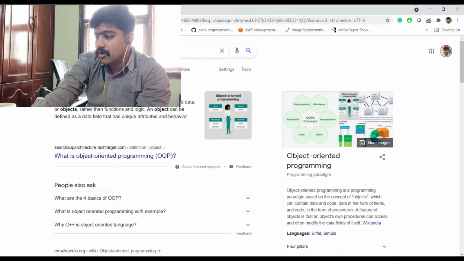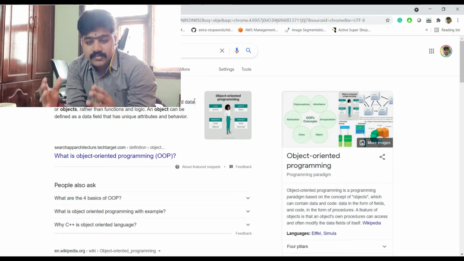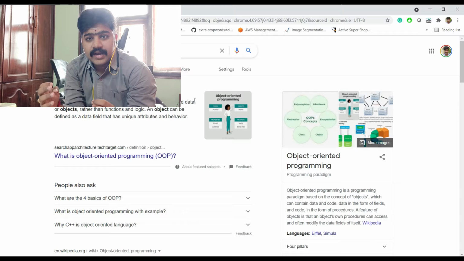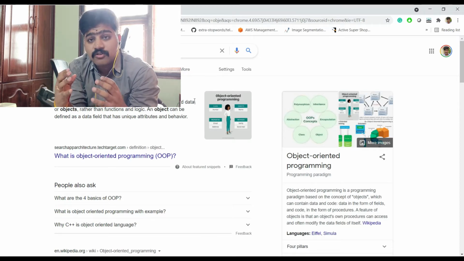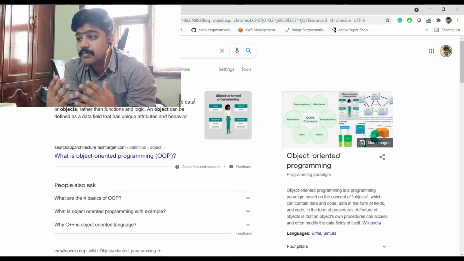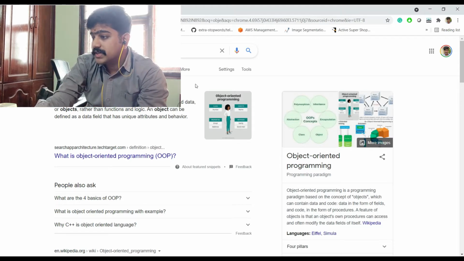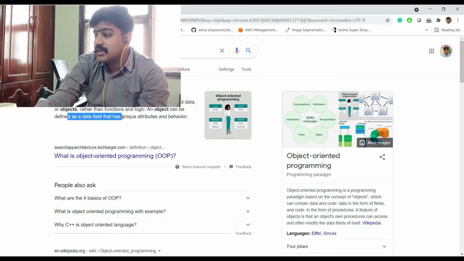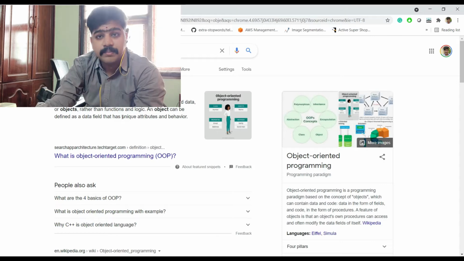That is, it organizes the software design around the data. That means we design the software and we have the data, and the data is surrounded with some predefined and semantic structures, so that the data can be efficiently used for further processing. An object can be defined as a data field that has unique attributes and behaviors.